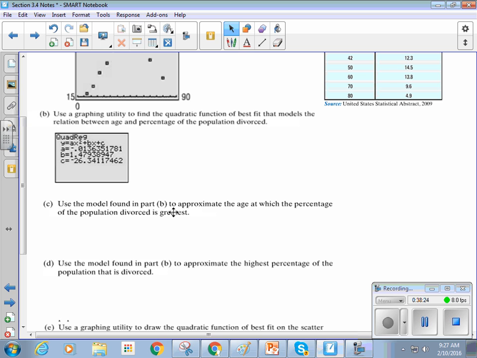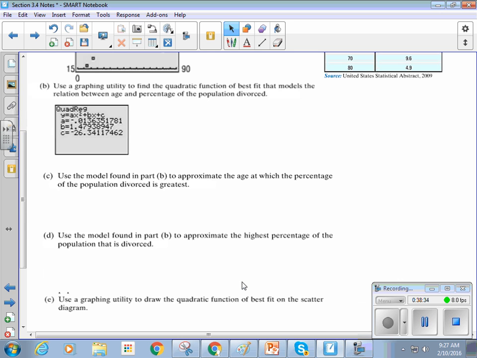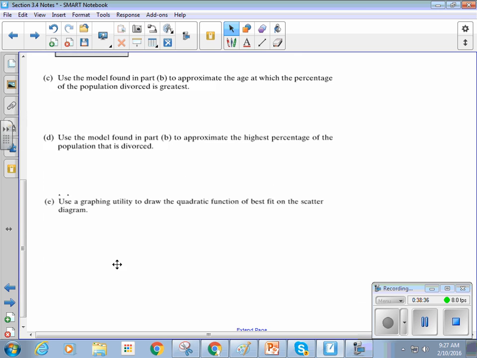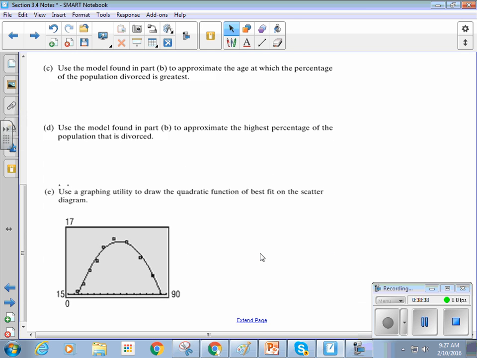Which percentage of the population divorced the greatest? So finding the maximum. And use the model found in Part B to approximate the highest percentage of the population that is divorced. And then draw the quadratic function. And that's it for data and today's lesson.